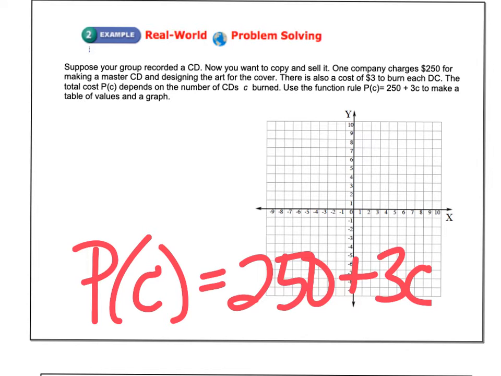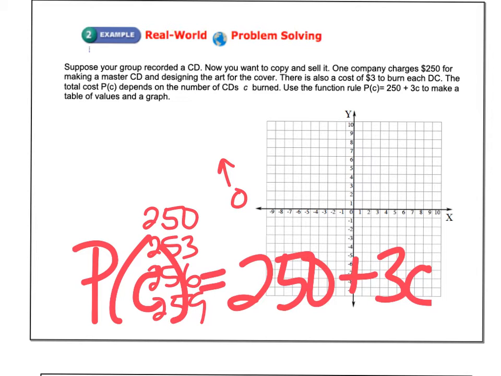So if I evaluate P of C, that means wherever I see a C, for this first one, I'm going to put a 0 in there, and that 3 times 0 goes away, and you're just paying that initial cost of $250. If I make one CD, it'll be $253. If I make 2 CDs, it's going to be $256 and $259.